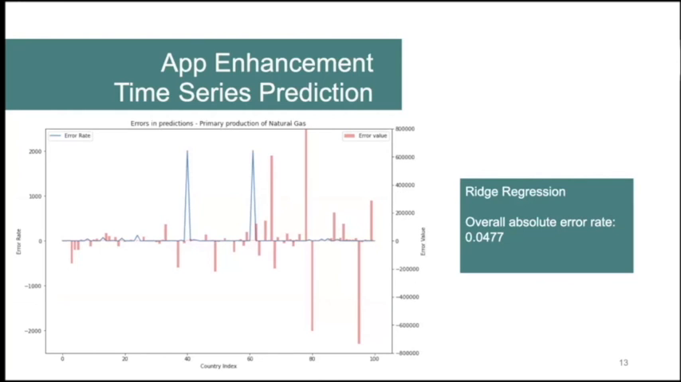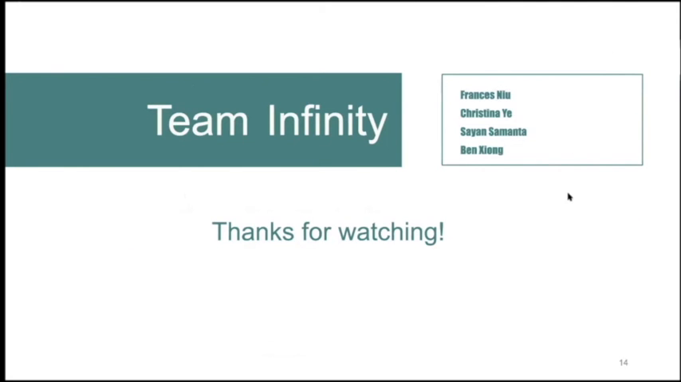But overall, we have the absolute error rate at 0.0477, which is not bad for a basic model. So this is our very basic time series prediction. And thanks for watching. This is all for our presentation.